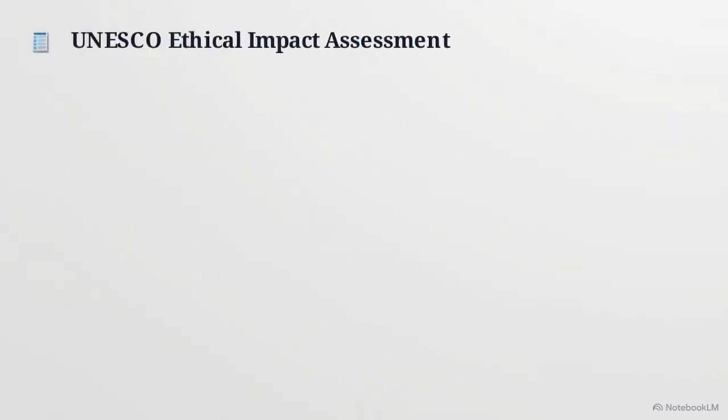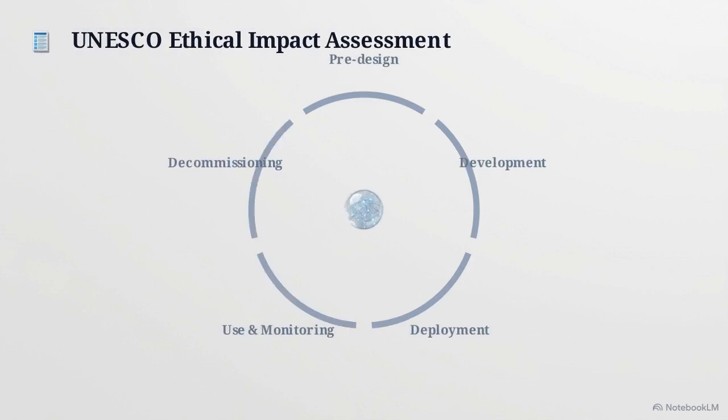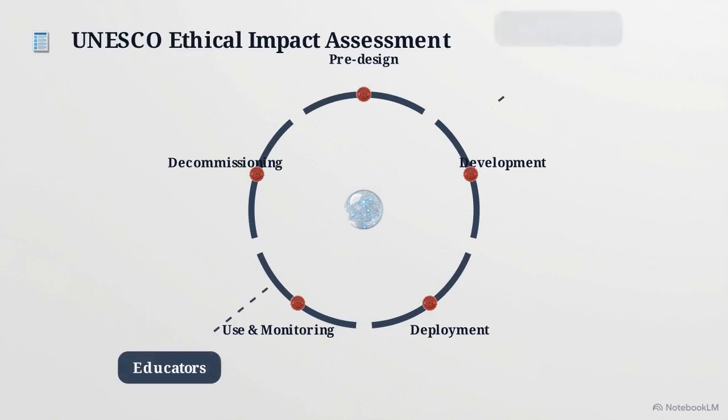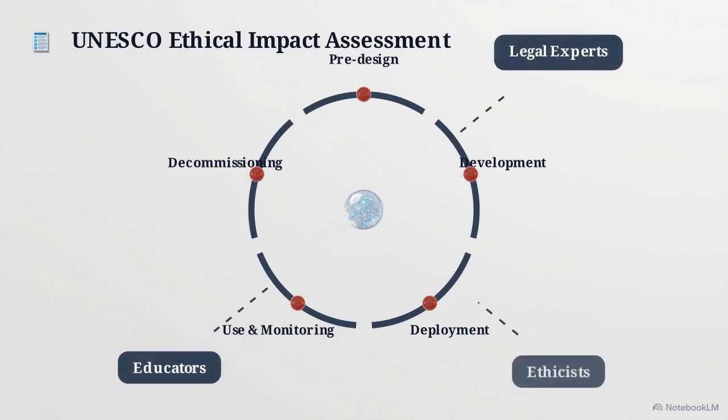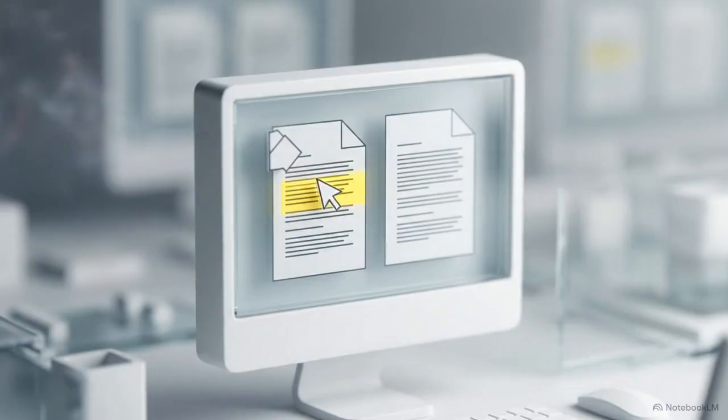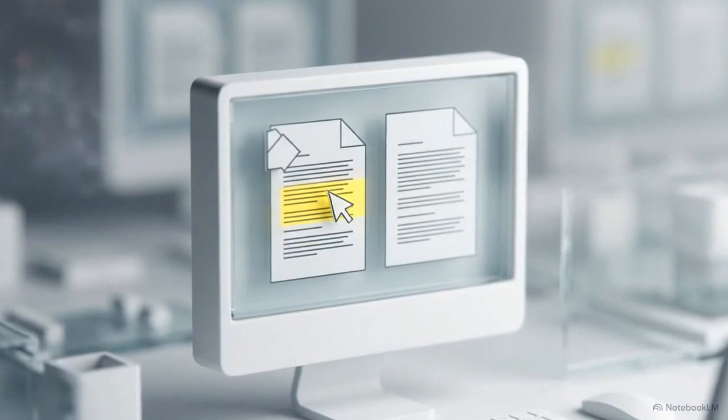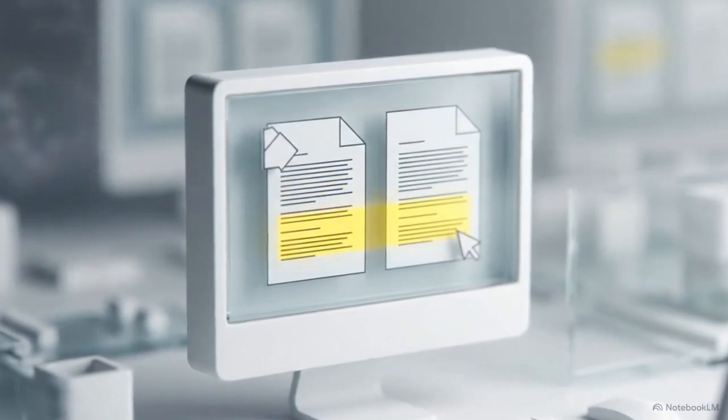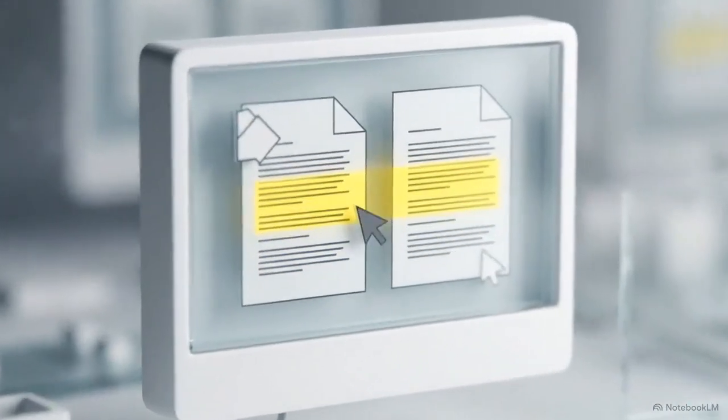As this diagram shows, the EIA tracks the entire lifespan of a technology. It cycles through 5 distinct phases: pre-design, development, deployment, use, and decommissioning. The framework mandates cross-disciplinary stakeholder engagement, requiring educators, legal experts, and ethicists to jointly evaluate every deployment. Adopting this global framework enforces vendor accountability and ensures that local AI implementations meet the highest universal ethical standards.